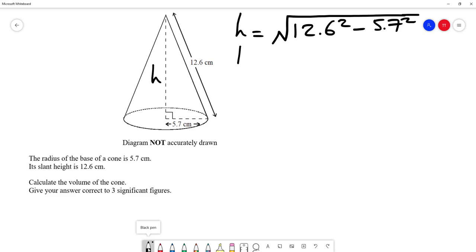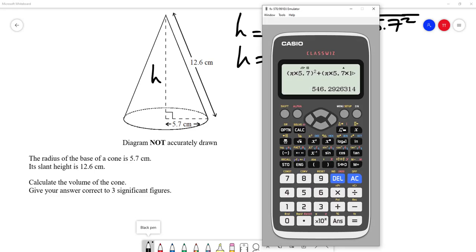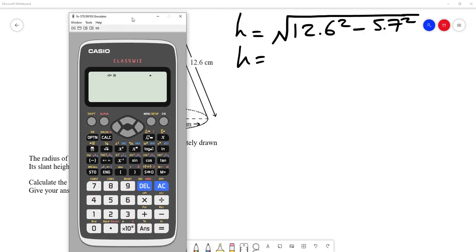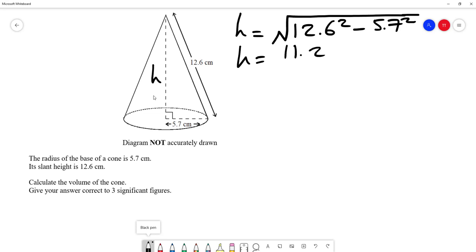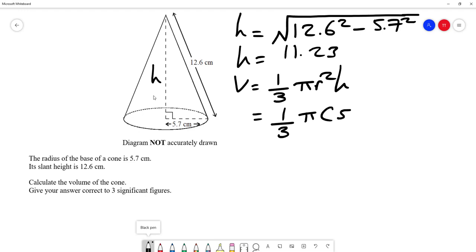We can use our calculator to work this out. So I'm going to my calculator here. So we get 12.6 squared minus 5.7 squared. That gives me 11.23. The volume for a cone is a third pi r squared h. So it's going to be a third pi times 5.7 squared times the height, which is 11.23.